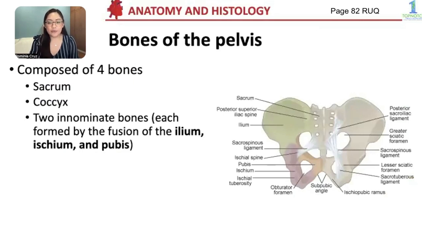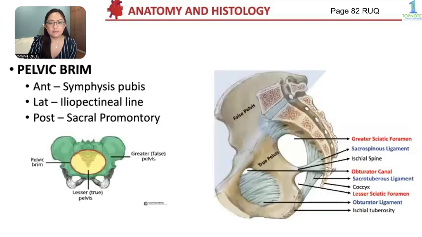Your pelvis is composed of 4 bones. First, you have your sacrum, then your coccyx, also called your tailbone, and 2 innominate bones. So your sacrum is made out of fused 5 sacral vertebra, while your coccyx is made out of 3 to 5 fused rudimentary vertebrae. Majority of your coccyx would actually be made out of 4. And then you have your 2 innominate bones. Each innominate bone would be composed of your ilium, your ischium, and your pubis.